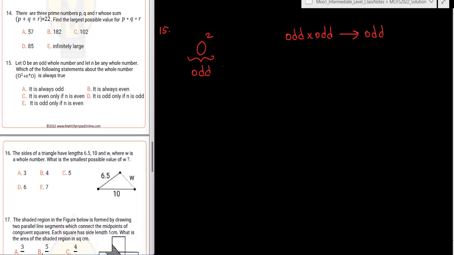And then you have N times O. Now here N is just a whole number. It doesn't say whether it is even or odd. In fact, that is all given in the choices. Now let's consider both the possibilities. Let's say N is even. If N is even, what is even into odd? Even into odd is going to give you even. So if N is even, the N times O is going to be even.